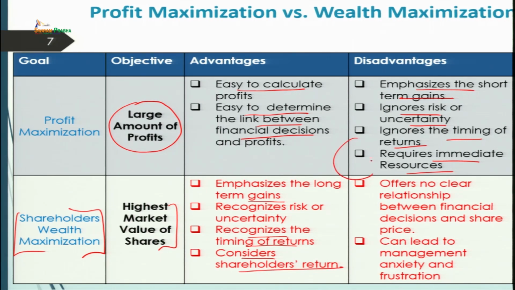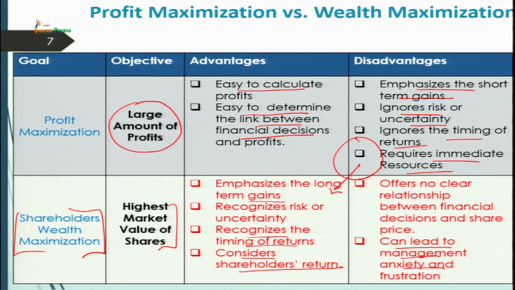So whatever the disadvantages of profit maximization were, they are going to be part of the advantageous side of wealth maximization. On the other side, there is a little difficulty in setting the link between financial decisions and the profit, because it is not so quick and immediate, and overnight you cannot make the calculation of wealth maximization. For proper calculation, you have to give some time to your organization to grow, nurture and establish roots in the market, and then after 5 or 6 years you will be able to find out whether the wealth maximization strategies you framed proved fruitful to your organization or not. It can lead to management anxiety and frustration, because it's not an overnight activity.